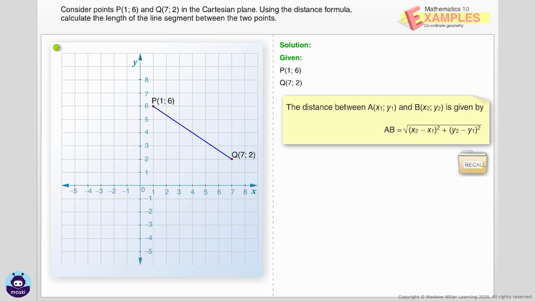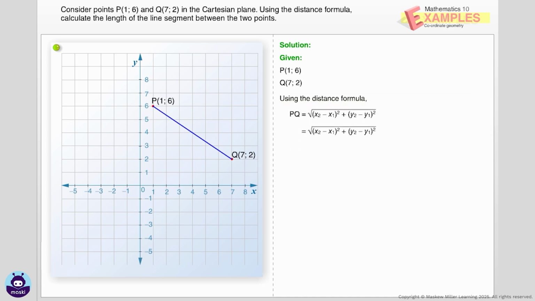Recall the distance formula. PQ equals the square root of (x2 minus x1) the whole squared plus (y2 minus y1) the whole squared. Substituting the values, we get the square root of (7 minus 1) the whole squared plus (2 minus 6) the whole squared. Therefore, PQ equals root 52.